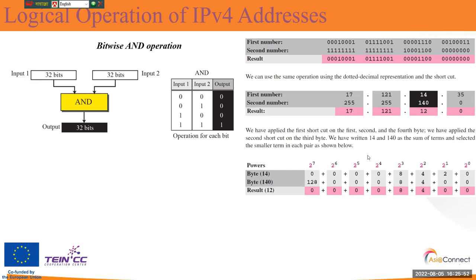So the basic rule is that when at least one of the numbers is 0 or 255, the AND operation selects the smaller byte, or one of them if equal. When neither byte is 0 or 255, we can write each byte as the sum of 8 terms, where each term is a power of 2: 2 to the power 0, 2 to the power 1, 2 to the power 2, and so on for each position. We then select the smaller term in each pair, that means 8, 8, 4, 4. So 8 and 4, and 8 plus 4 equals 12. In this way, we can perform the AND operation. Is it clear or not?